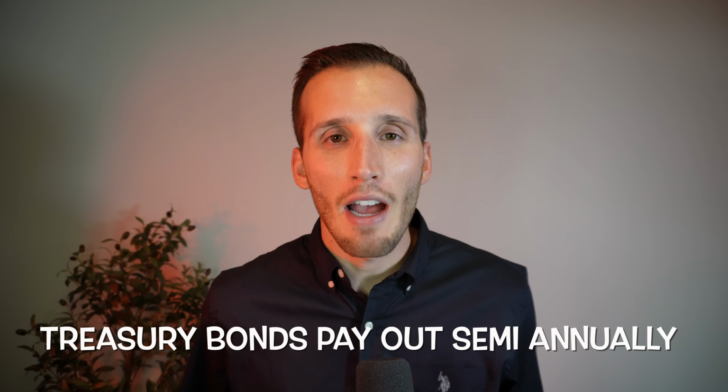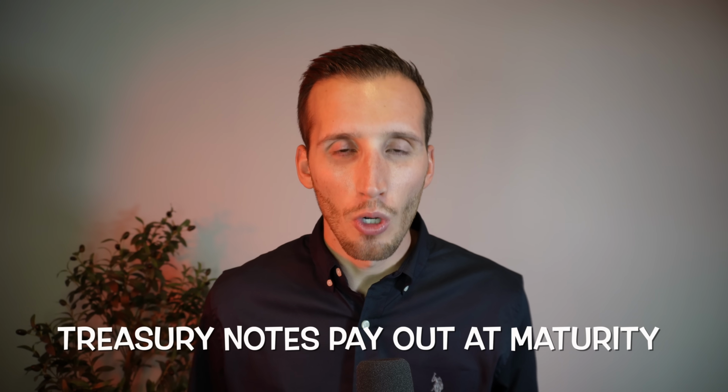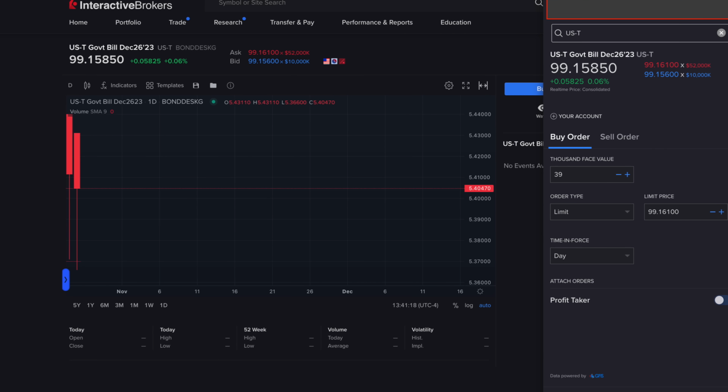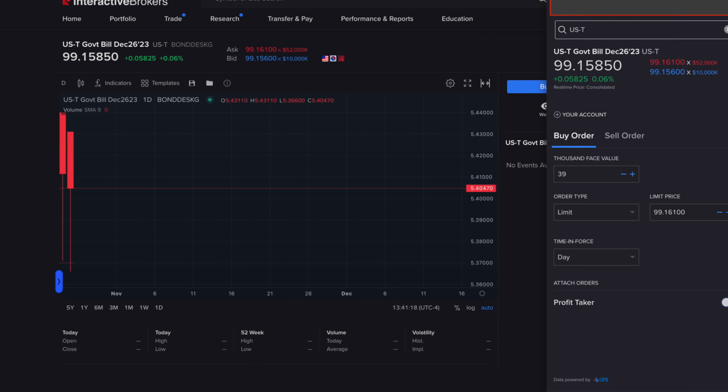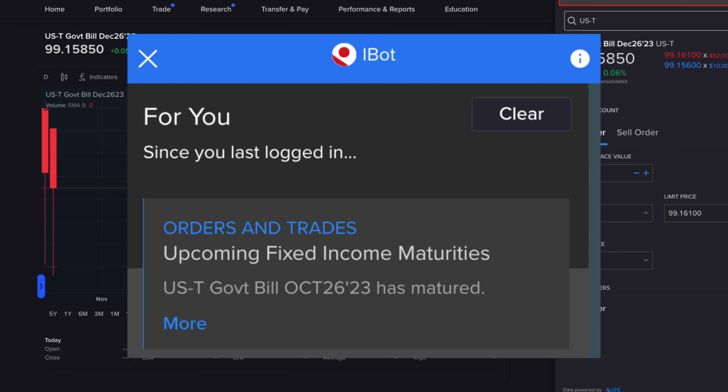Now, treasury bonds actually pay out semi-annually, whereas treasury notes actually pay out at maturity. And basically what that means is when you buy a 3-month treasury, you're essentially going to get paid back after 3 months when that treasury matures. So what will happen in your Interactive Brokers account, for example, is you will see the treasury in there, and then after that maturity date, you will see it disappear from your account, and then they will credit that plus obviously the interest that you were due on that 3-month treasury when you bought it at that specific yield.